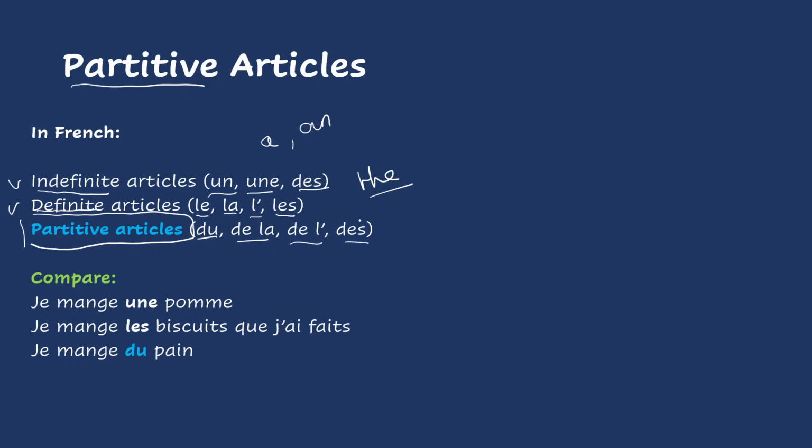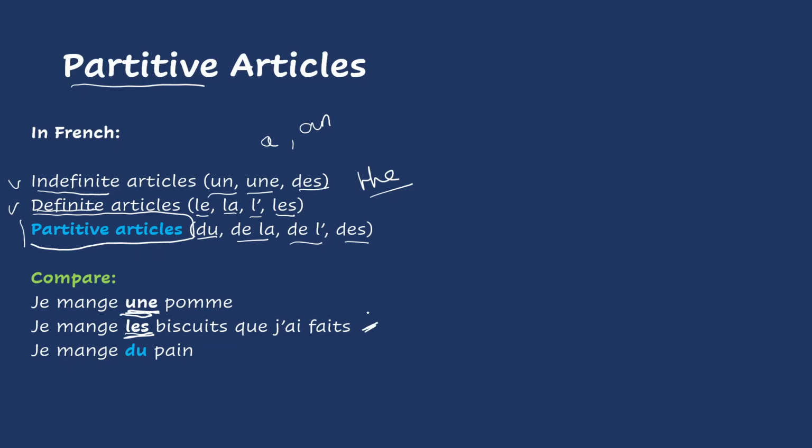So we use those three types of article all the time, but it depends on the context and on what it is that you want to express. So let's compare. If you want to say I eat an apple, you will use an indefinite article. Je mange une pomme. If you want to say I eat the cookies that I made, in this instance, you are going to use the definite article. Je mange les biscuits que j'ai faits.